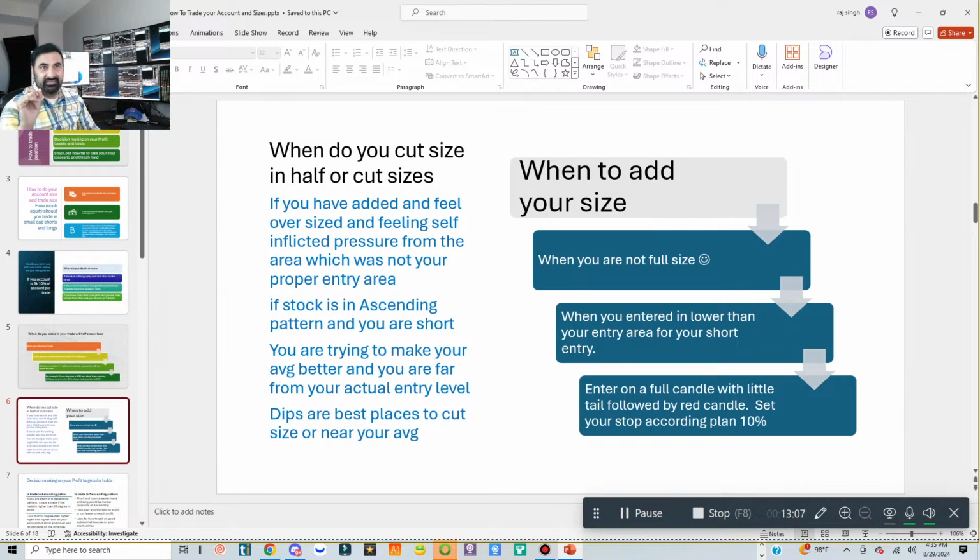If the stock is in an ascending pattern and you are short, what exactly are you doing by cutting size? You're making your averages. It's an eyeline thing. Just check it out. Check the pattern. I'm talking on the mic. You should be studying, looking at the pattern yourself. Okay. Next one. You're trying to make your average better and you are far from your actual entry level.